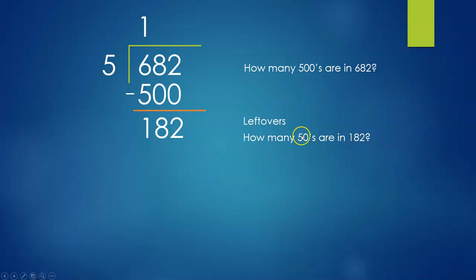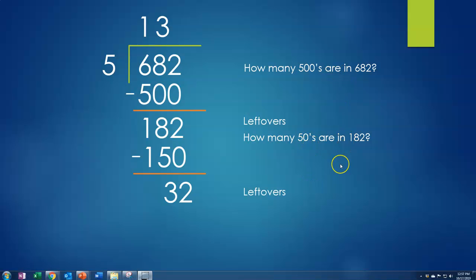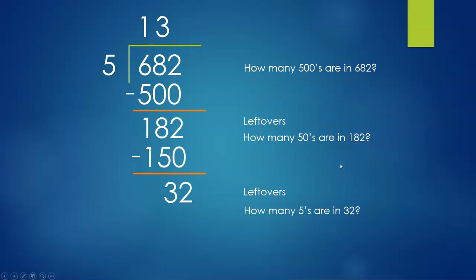So we want to say how many 50s are in 182. So you can try 50, 100, 150 is the closest you can get without going over. So we can fit 3 50s in there. That gives us 150, and there are 32 left over. So we're done with our 50s. Let's move down to 5s. So we can fit 6 5s into 32. That gives us 30, and then we'll subtract, and there are 2 leftovers.